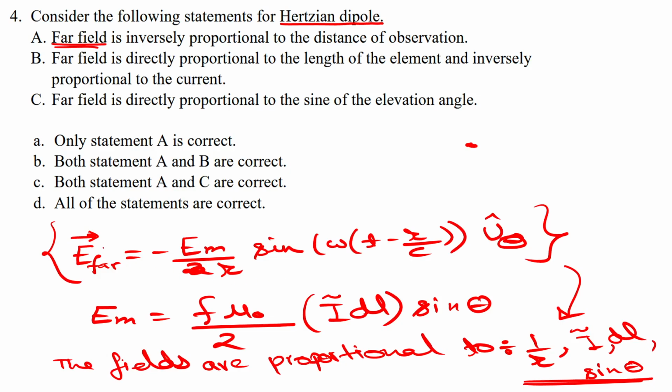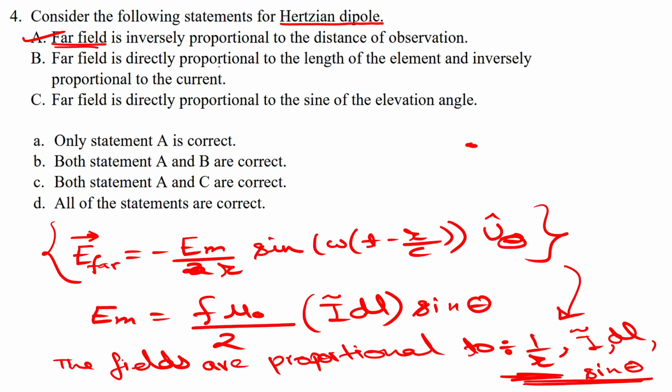We could have written the H field also, but the proportionality remains the same. That's why I put the E field formula here. We can see the first statement is: far field is inversely proportional to the distance of observation. This is correct because it is proportional to 1 by r. That means it is inversely proportional to the distance, which is r. So statement A is true.